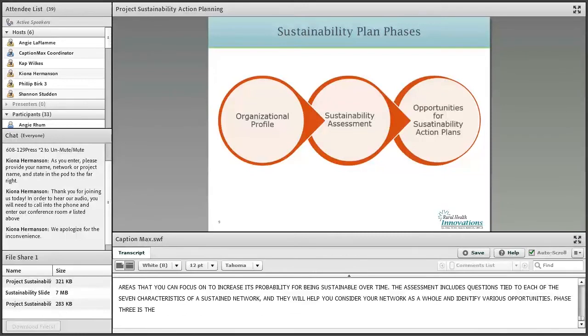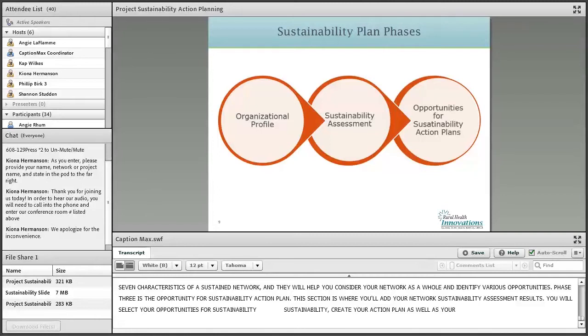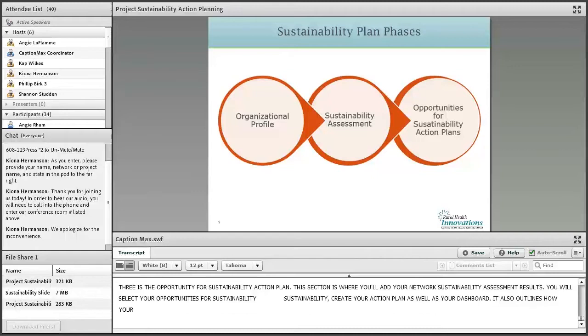Phase 3 is the opportunity for sustainability action plan. And this section is where you'll add your network sustainability assessment results. You'll select your opportunities for sustainability and create your opportunity for sustainability action plans as well as your dashboard. It also outlines how your network will address those selected opportunities for improvement and provides insights on improving sustainability over time.